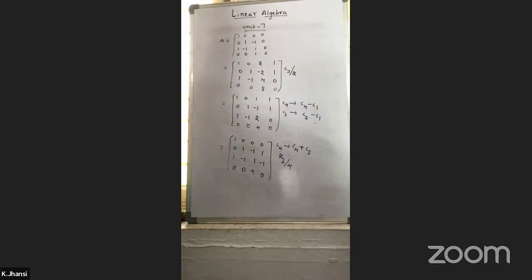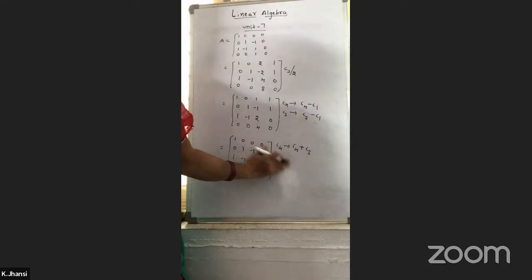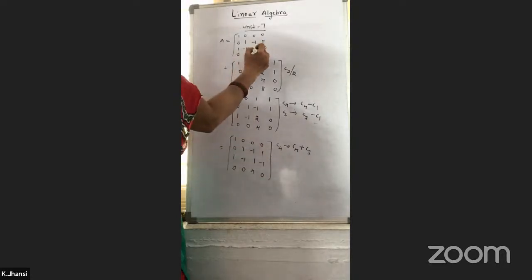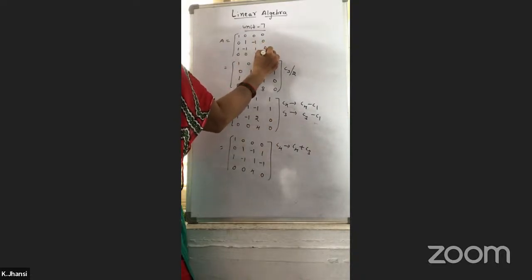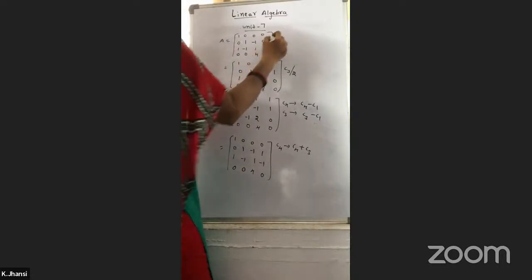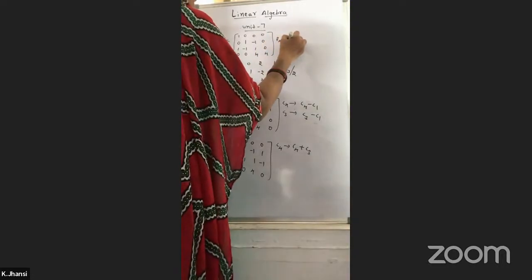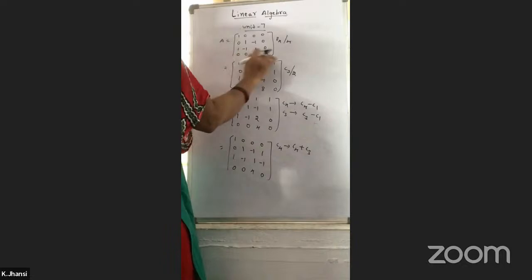Wait. This is C4 plus C3. Okay, this step we'll do again. So this is 4 here, and here C3 plus C4. So 0 plus 4 means this is 4. Now R4 you divide by 4. Okay, this R4 you can divide by 4.